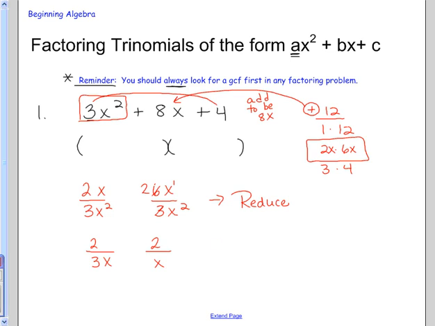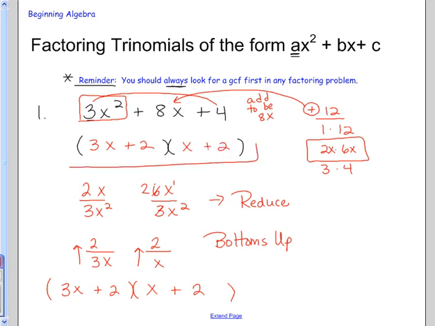This method is sometimes called the bottoms up method, if you've heard that before. It's because my answer is going to be written from these two fractions just from the bottom to the top. So I'm going to look from bottom to top and write out two binomials from these fractions. In the first one, I have 3x on the bottom, positive 2 on the top. In the second fraction, x on the bottom, positive 2 on the top. So these are my two factors. I've just factored that trinomial. It would be 3x plus 2 times x plus 2 as my answer.